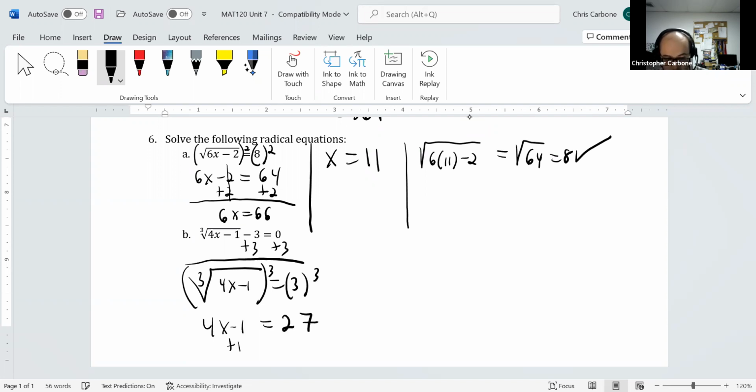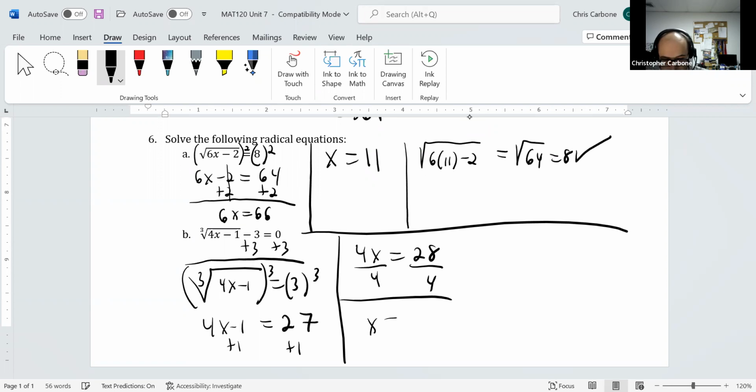Now we can add 1 to both sides, and that would leave us with 4x is equal to 28. We could divide by 4 and give us an answer of x is equal to 7.